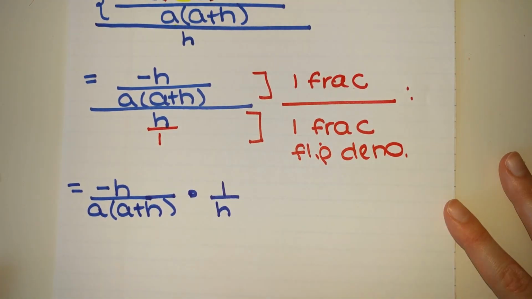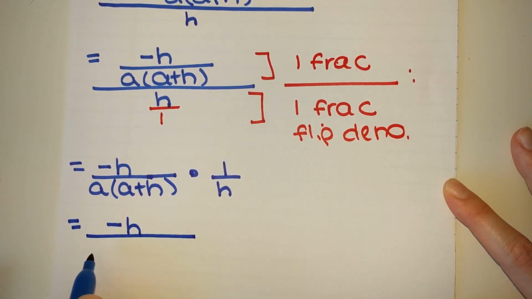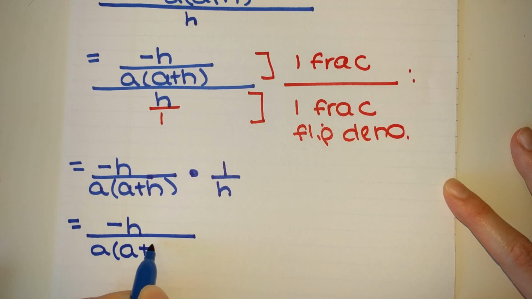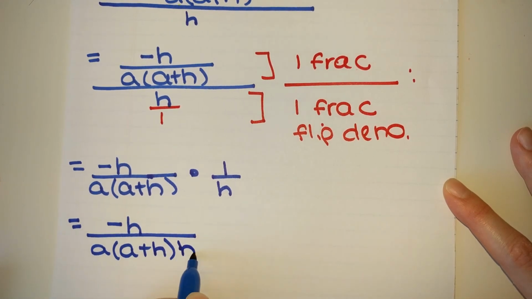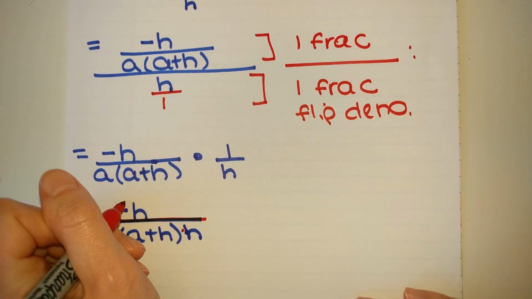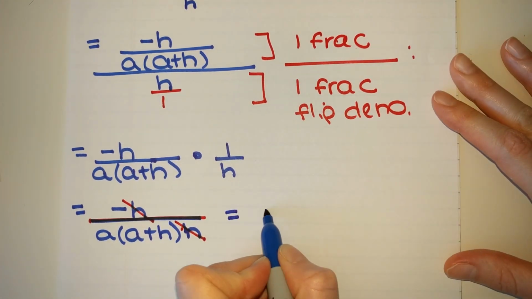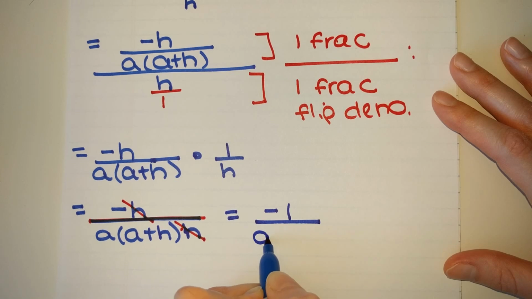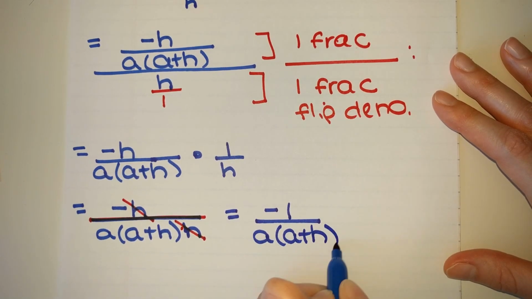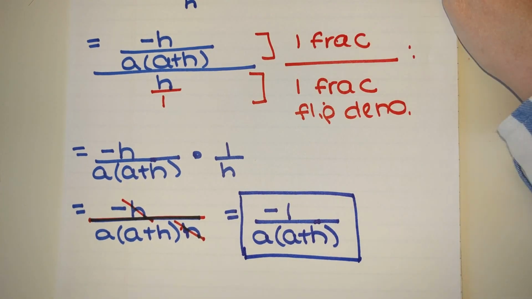Now, if you just immediately multiply straight across, you would have negative h over a times a plus h times h. Now, at this point, the multiplication that is in the denominator is going to be undone by division. So this h and this h can cross out, and we are left with negative 1 over a times a plus h. And that is our simplification of this complex fraction.